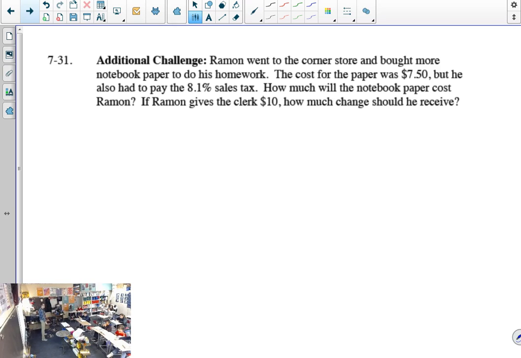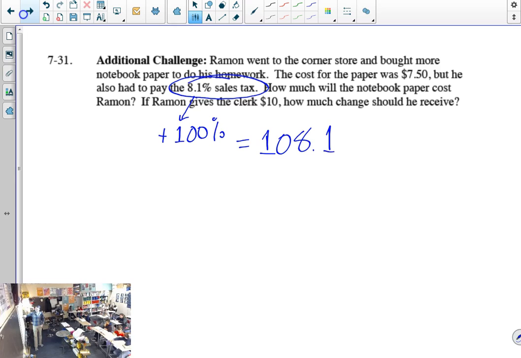So, how do we do this? What percent are we then going to be paying? Caitlin, what do you think? What percent then is he paying? Does the 8.1 come off, or does it get added on? It gets added on, right? Do you know what that comes out to be total? It's added to 100%, right? Because we had our original 100% plus the additional 8.1%, which is going to give me 108.1%.